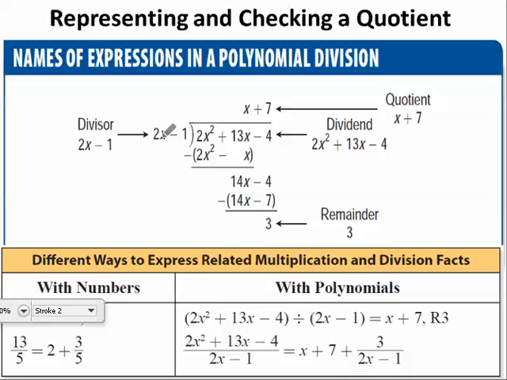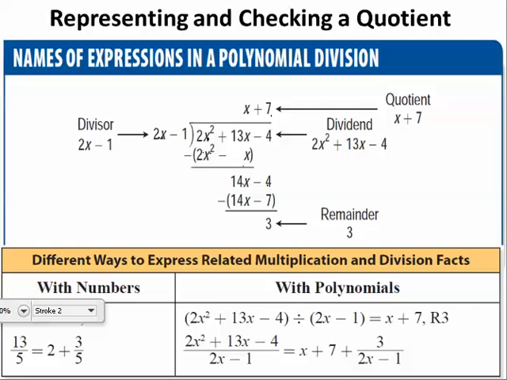You're going to multiply this divisor by whatever it takes to get rid of this 2x squared. That'd be an x. x times 2x gives you 2x squared. x times negative 1 gives you negative x. You subtract this whole thing, so that turns to a positive, and becomes 14x minus 4. You're going to multiply by 7. It's going to be 14x minus 7. It's going to give you a remainder of 3. That becomes the numerator of your fraction. Okay?